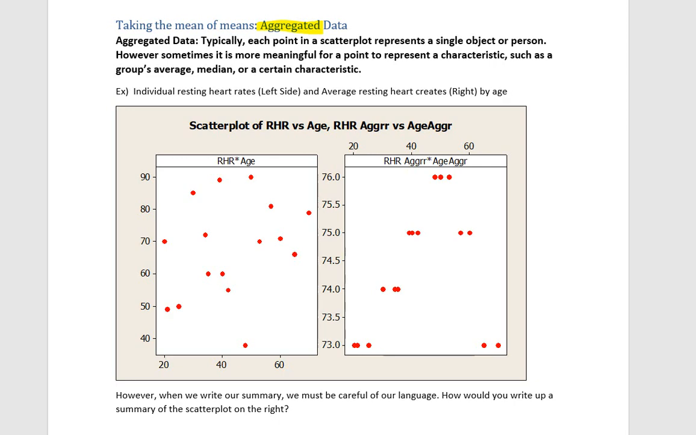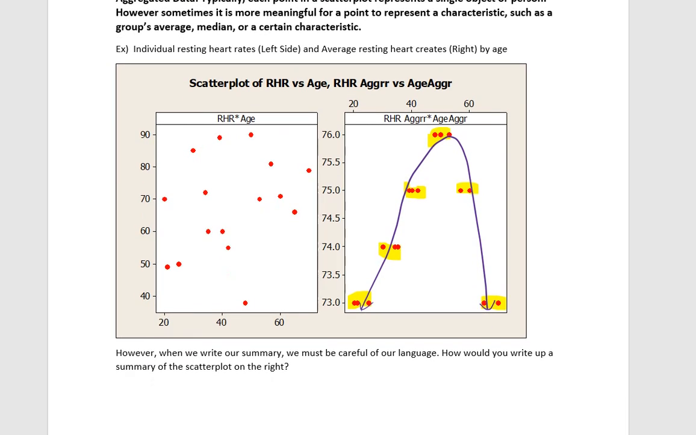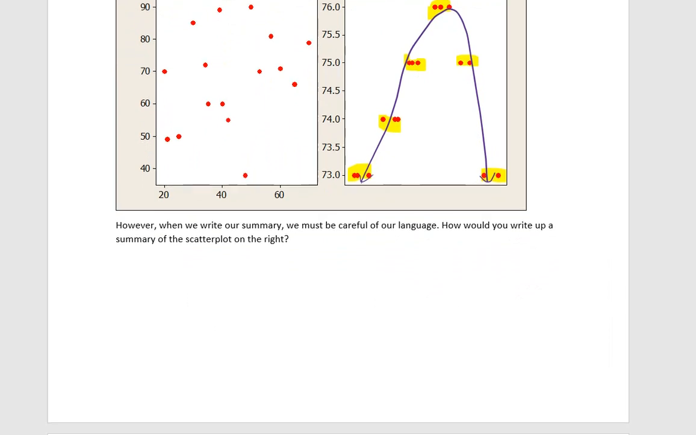However, if we take all the people in their 20s and then find their resting heart rate average, people in their 30s, 40s, 50s, 60s, and 70s, what we can see is that there's definitely a trend in their averages. Okay? So that is what aggregated means. It means you're not looking at an individual, you're comparing groups to each other.